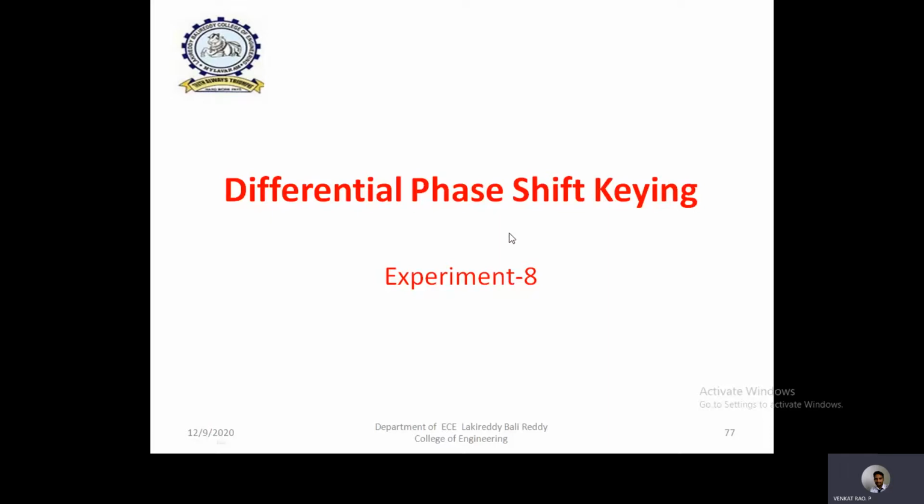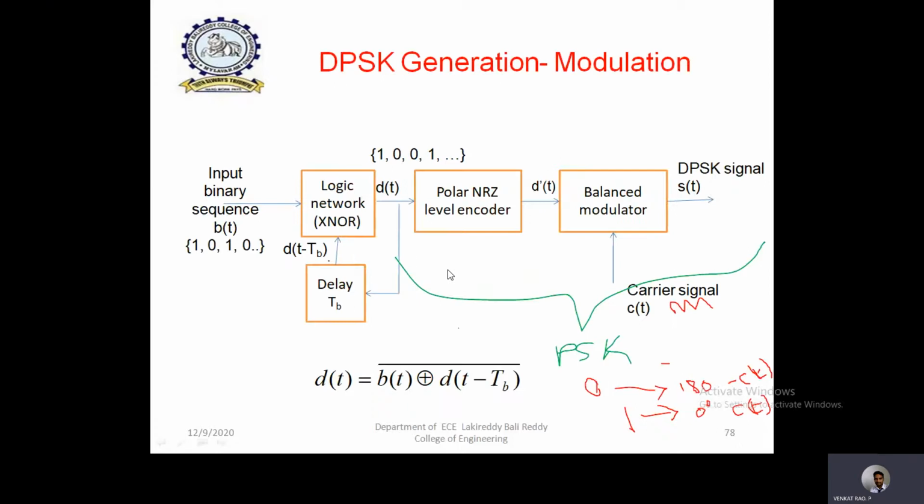After understanding how DPSK works, or how DPSK modulation is generated, only then will I move on to the experimental analysis. So let us start the discussion of differential phase shift keying. First, I will discuss the DPSK modulation process from this block diagram. As you know, this is the block diagram for DPSK generation or modulation. Now, all of you carefully observe the difference between PSK and DPSK.